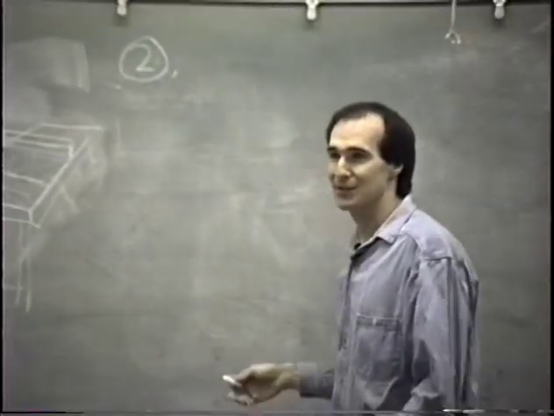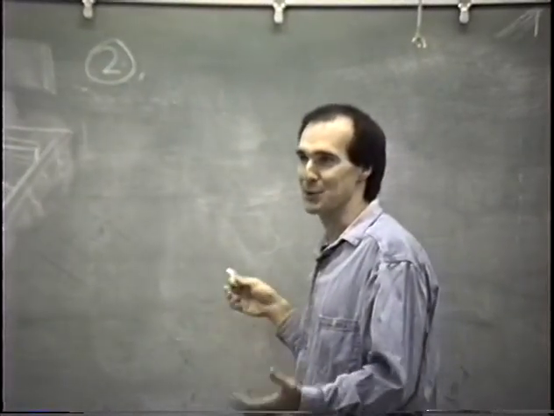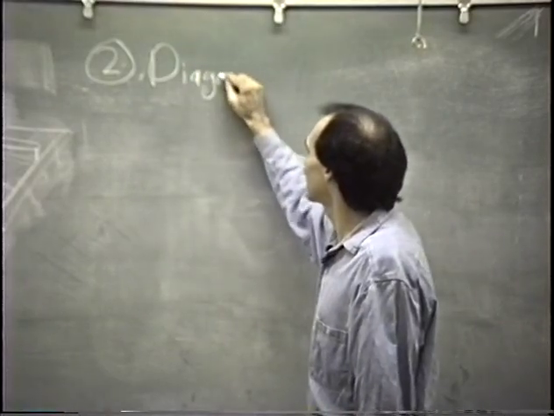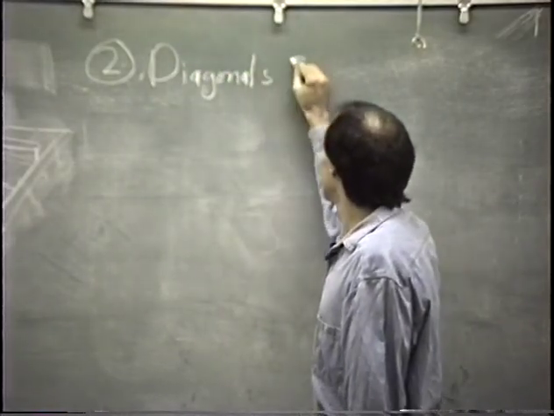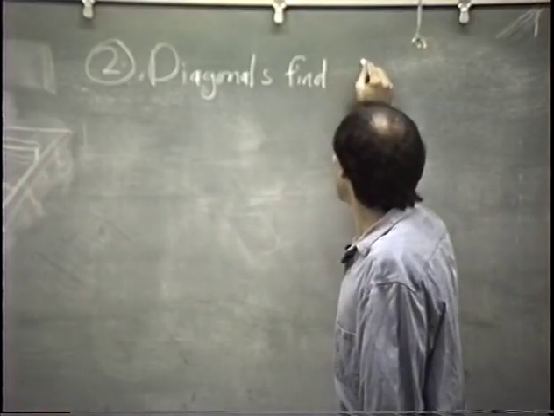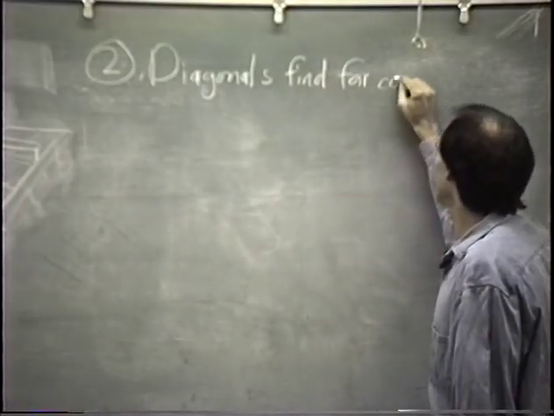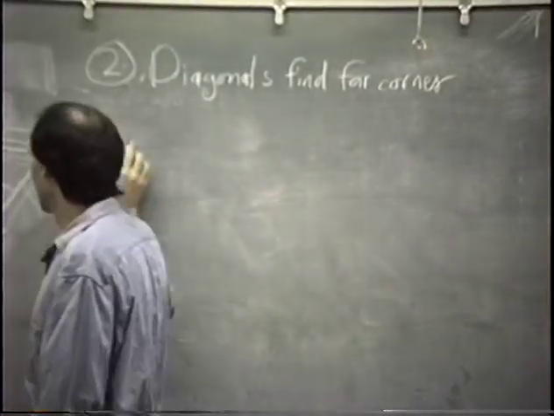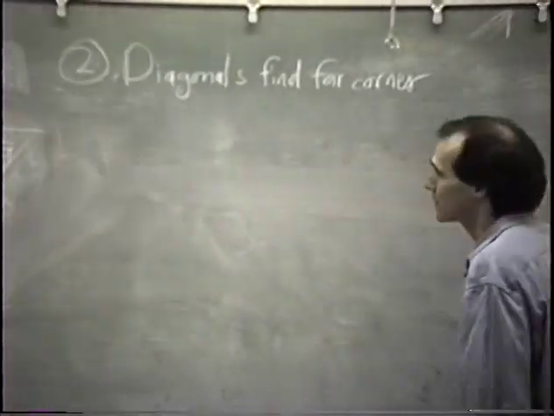And I'm sorry, these names might not be the best. I haven't put my energy into naming these, but I'll call this one Diagonals Find Far Corner. Forget about the name for now. It'll make sense after I explain it to you.